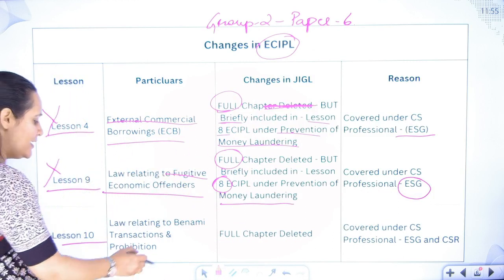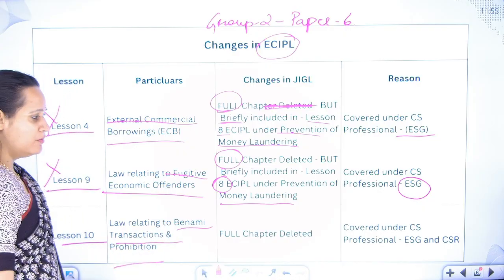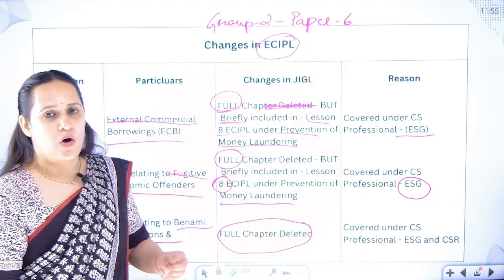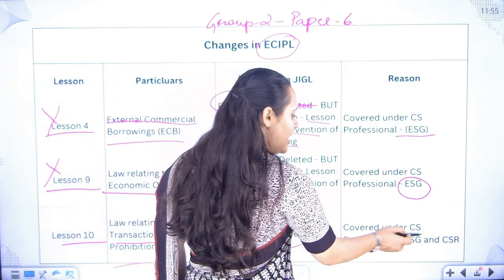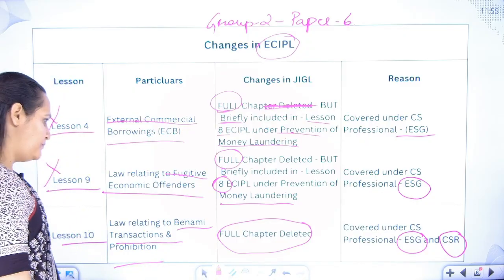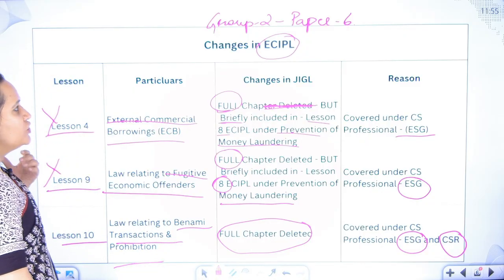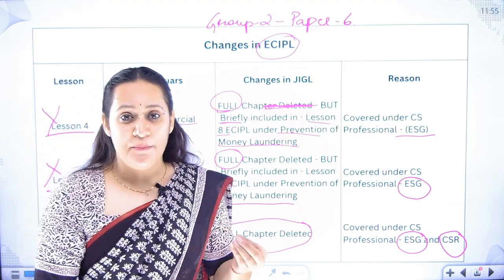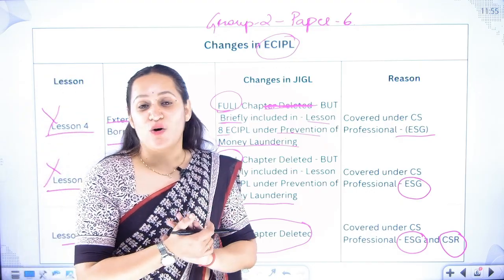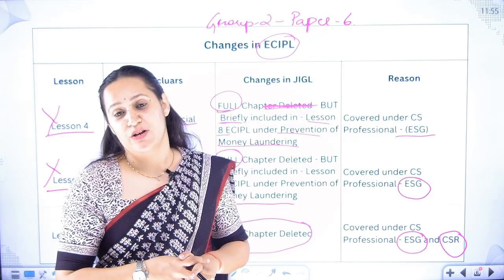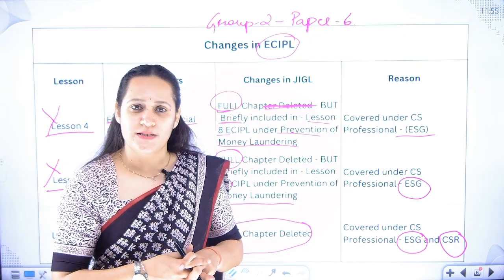Lastly, law relating to Benami transactions and prohibition. The entire chapter has been deleted from your syllabus because it is covered under ESG as well as CSR paper. Right? So these are the changes that have been brought about in ECIPL. So the major relief is for the students who are preparing for JIGL. A lot of chapters have been omitted and deleted from your syllabus itself.